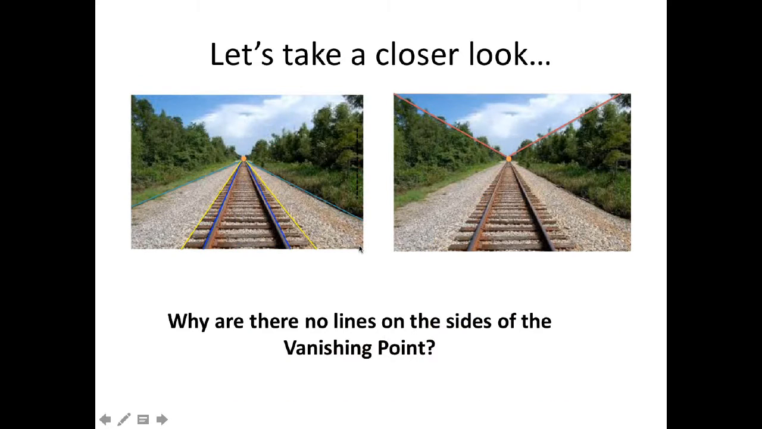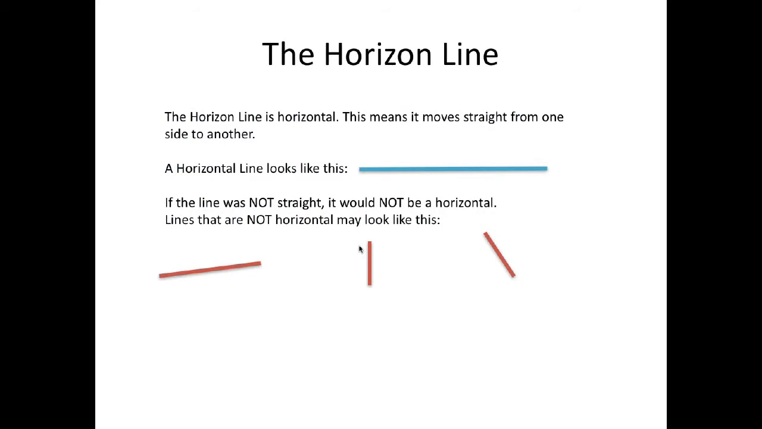Now, why are there no lines on the sides of the vanishing point? This is called the horizon line. It is horizontal. This means it moves straight from one side to another, like this. If the line was not straight, it would not be horizontal. These three examples are of lines that are not horizontal.